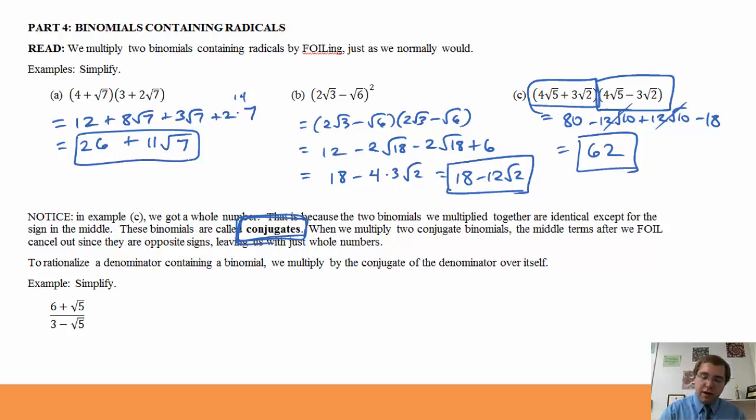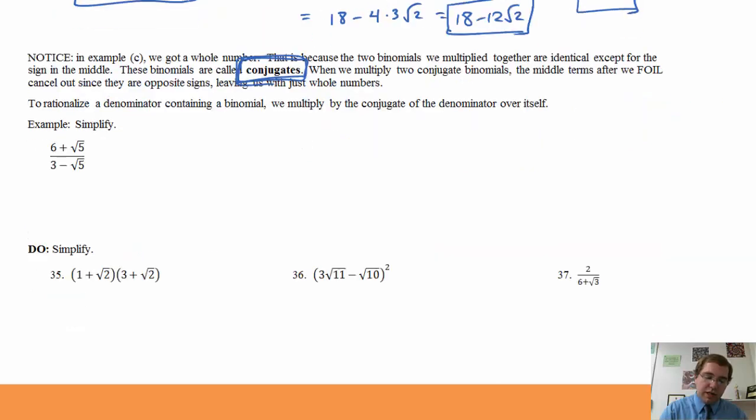We can use that then to our advantage to rationalize the denominator that contains a binomial. In order to do so, we multiply by the conjugate over itself. So we're still multiplying by 1, just like we did when we were rationalizing the denominator earlier. But this time we multiply by 1 as 3 plus radical 5 over 3 plus radical 5. That is the conjugate of 3 minus radical 5. Doing so is going to give me only a whole number on the bottom because the radicals will cancel. So multiplying this means I FOIL.